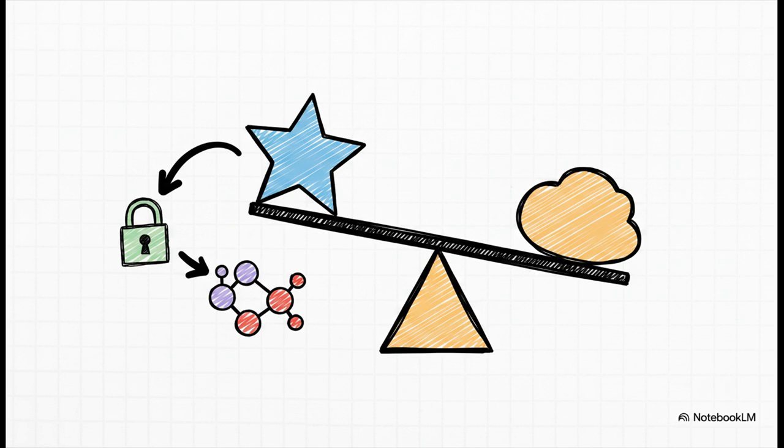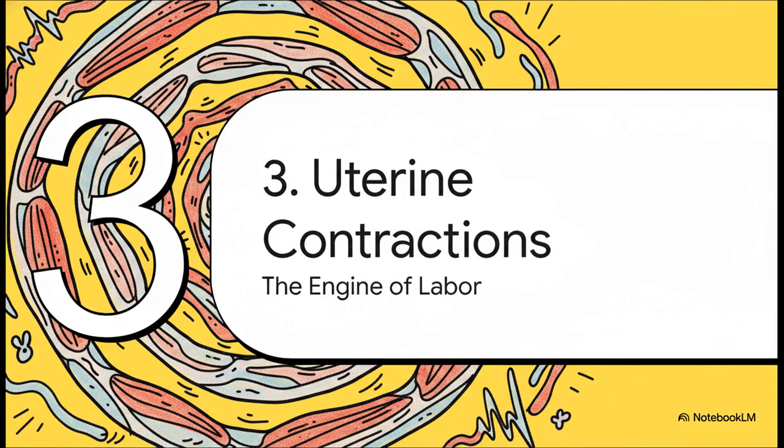But as labor gets closer, estrogen starts to rise, tipping the whole thing in the other direction. It's this change in the ratio of estrogen to progesterone that really turns the key, unlocking the production of prostaglandins and getting the uterus ready for action. Okay, we've got the hormonal spark.